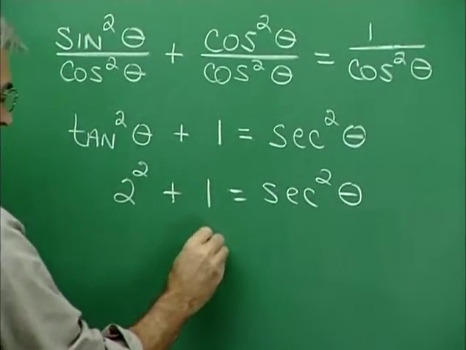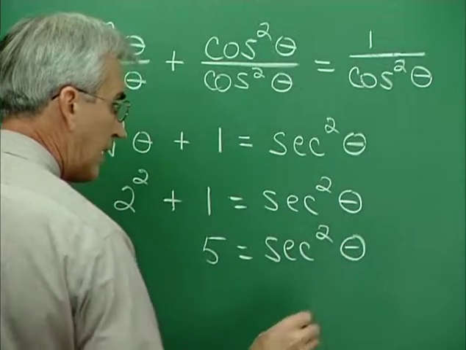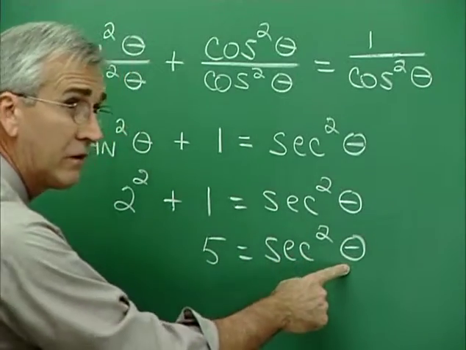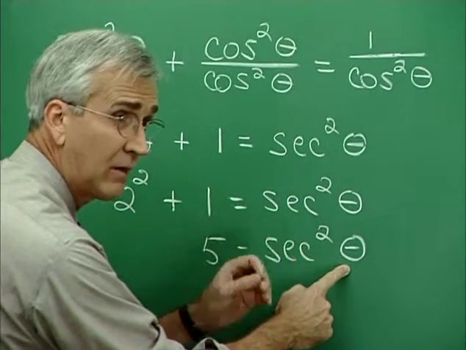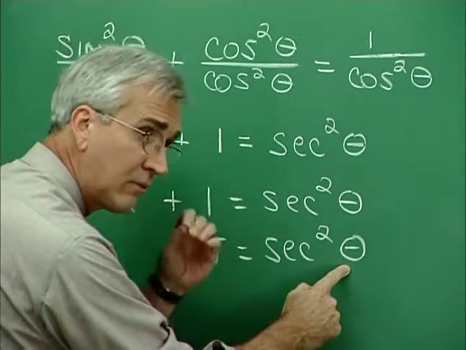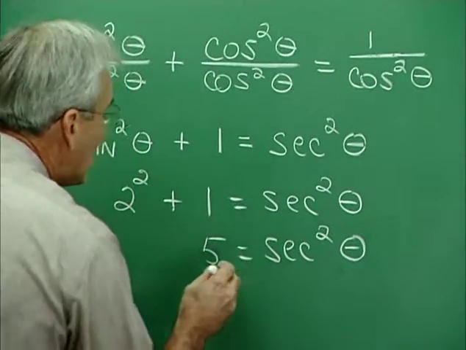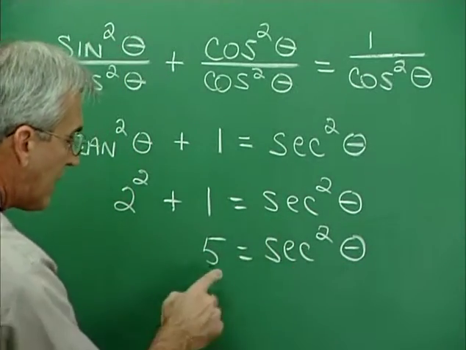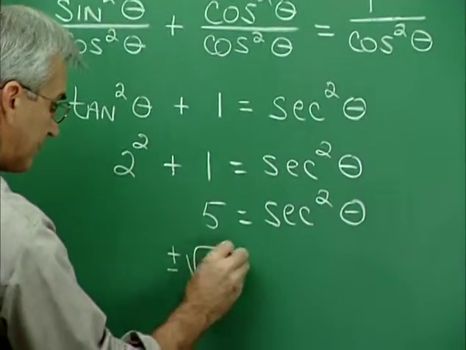So 5 equals secant squared theta. And by the way, we're using theta here as an angle, but remember that we could just as easily be talking about a real number and be talking about this radian idea as well. Okay, let's see. If secant squared theta is 5, then secant is plus or minus the square root of 5.